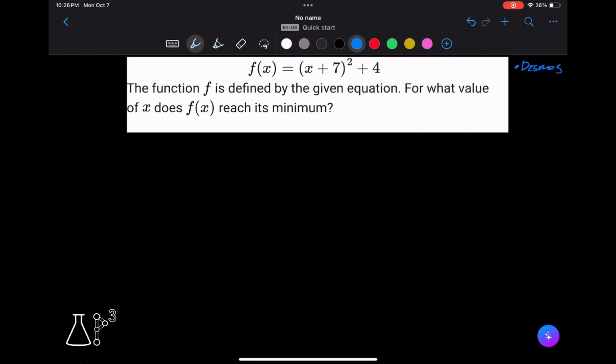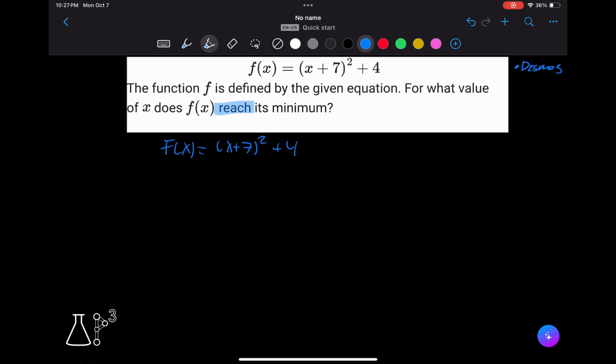So the function f is defined by the given equation. For what value of x does f of x reach its minimum? So I'm given f of x equals (x plus 7) squared plus 4. And they're asking me, what value of x does it reach its maximum? So remember, I'm going to draw it out over here.